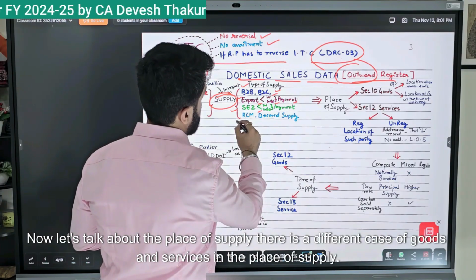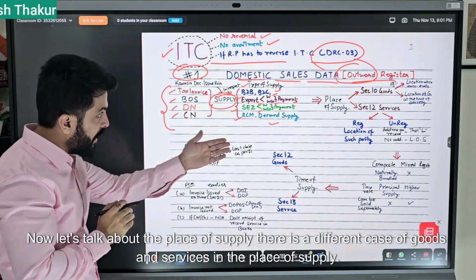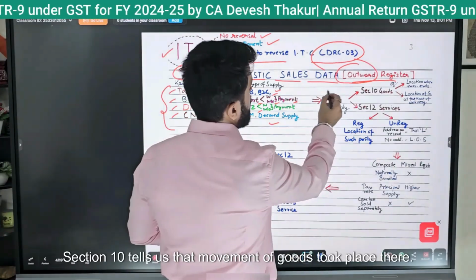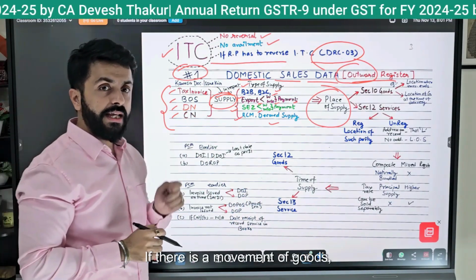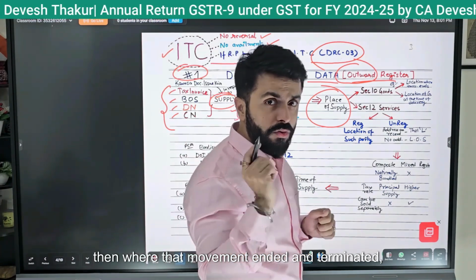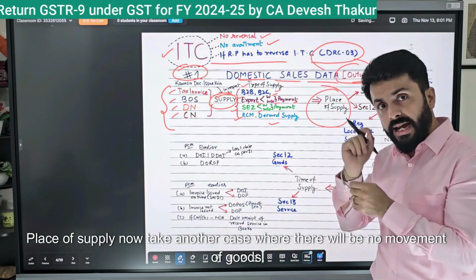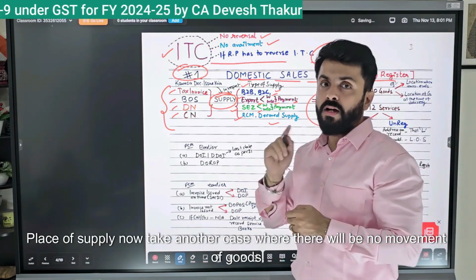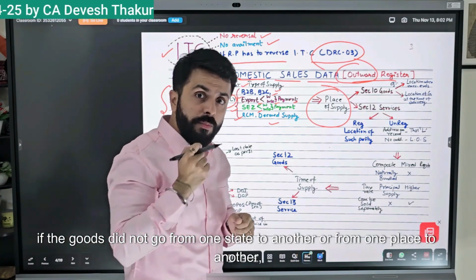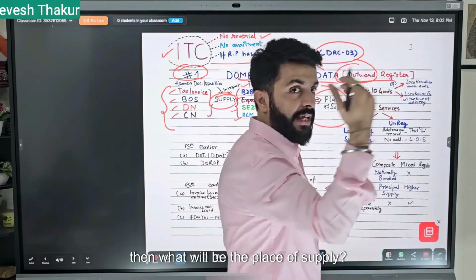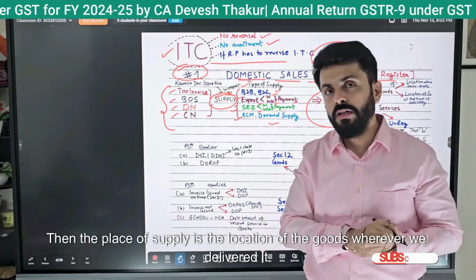Now let's talk about the place of supply. There is a different rule for goods and services. In the case of goods, section 10 tells us that if there is a movement of goods, then where that movement ended and terminated, we will call that the place of supply. Now take another case where there is no movement of goods, that is, the goods did not go from one state to another or from one place to another. Then the place of supply is the location of the goods wherever we delivered them.